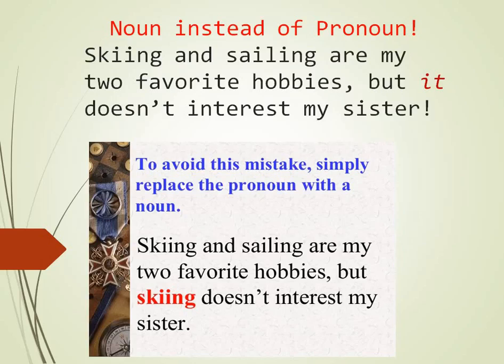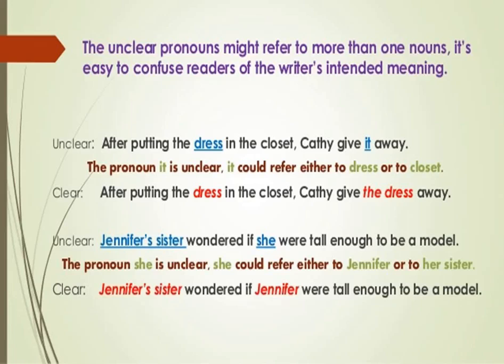Look at that. I didn't use it in place of skiing, because if you use it, it doesn't give you a clear picture of the noun. That is why instead of it, you are going to use another noun like skiing, and it becomes a clear reference. An unclear pronoun reference might refer to more than one noun sometimes. It's easy to confuse readers about the writer's intended meaning.